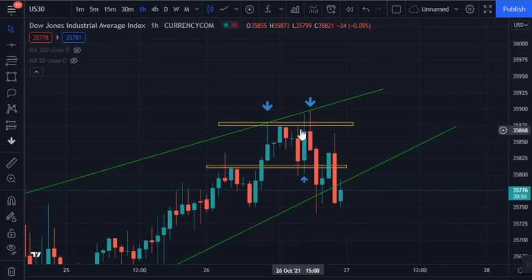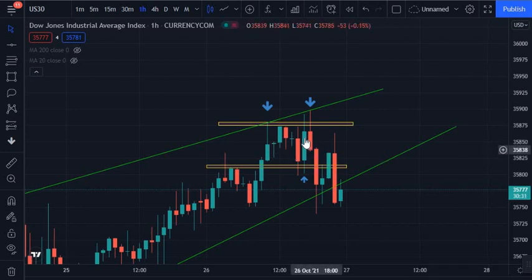So a nice entry, as you can see, if price battled to break our resistance zone, this was going to be a sell entry, and we were going to push to the downside. So this was at 35872 all the way to 35800, which is also a good trade to have been in.